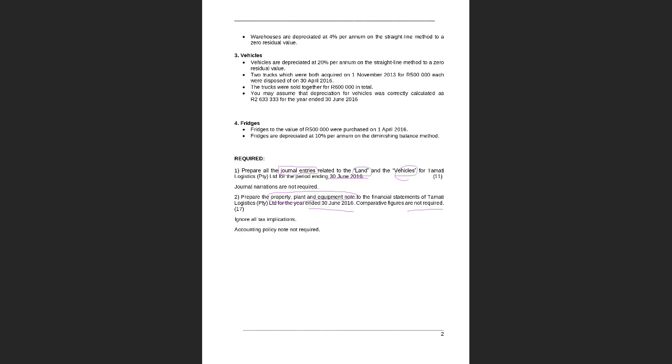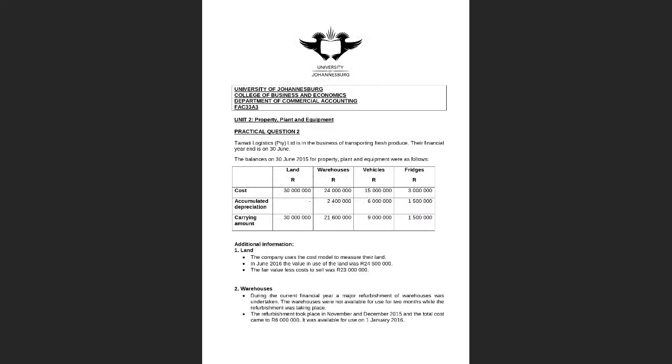We're going to focus on these two things, on land and on vehicles. As we go through the question, it says that this company, Tamati Logistics, is in the business of producing or transporting fresh produce. Their financial year end is 30th of June.